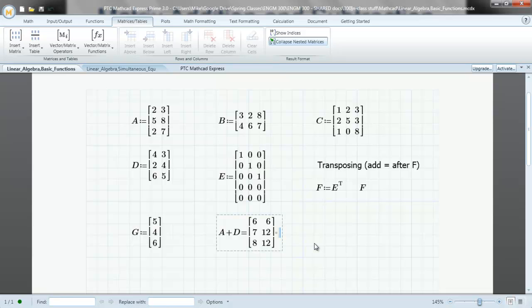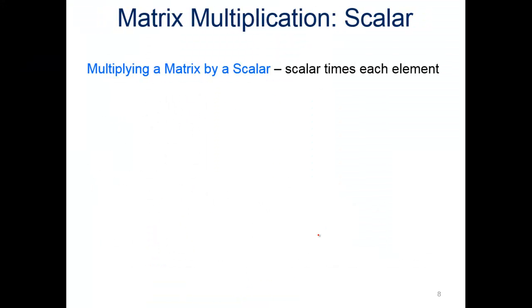Let's go do subtraction real quick. We'll come back and we'll do A. I just backspace there, and I've got A minus D. And I hit equals there. Again, we see 2 minus 4 gives us -2, and 3 minus 3 gives us 0. All right, so let's go back to our presentation here.